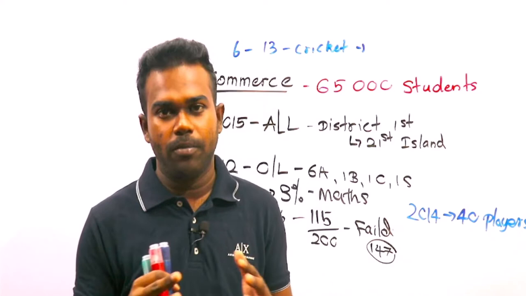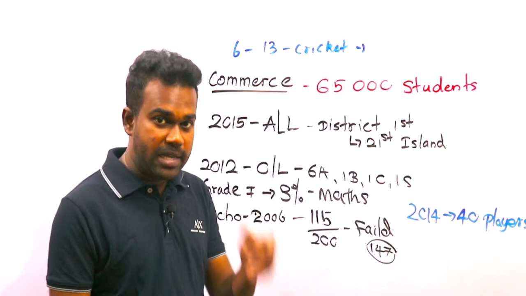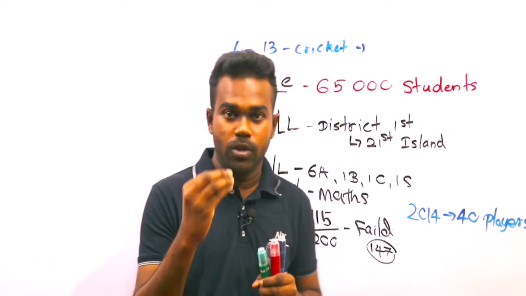Have a plan, have a good objective, then you can achieve anything in the world, understood, right? So then I got district first and island 21st from the island rank. So then I was selected for Jayawardhanapura University to do the management accounting degree, right?